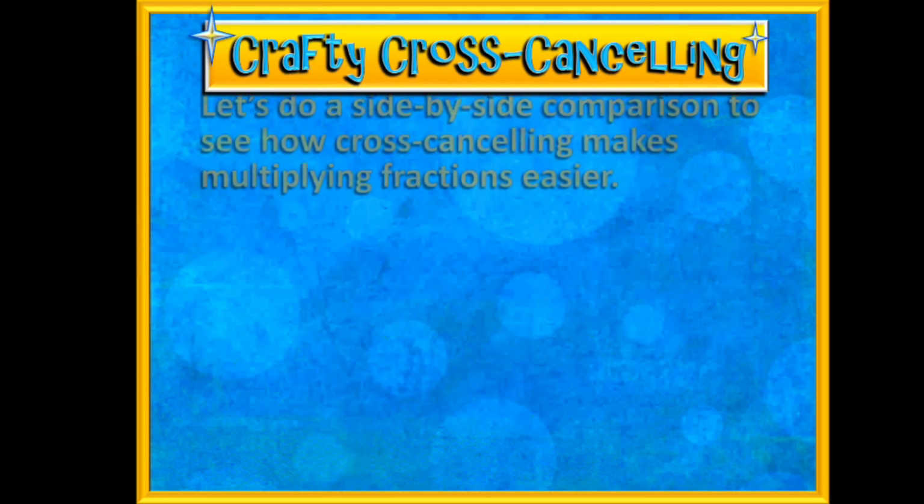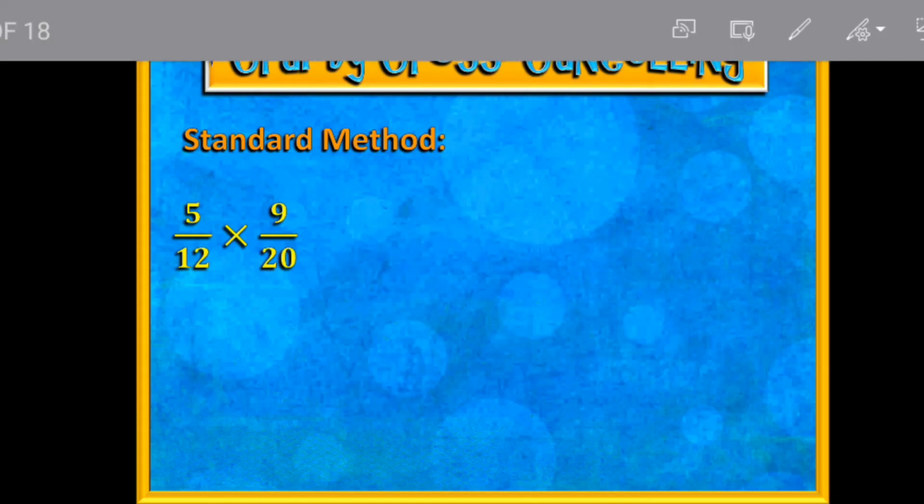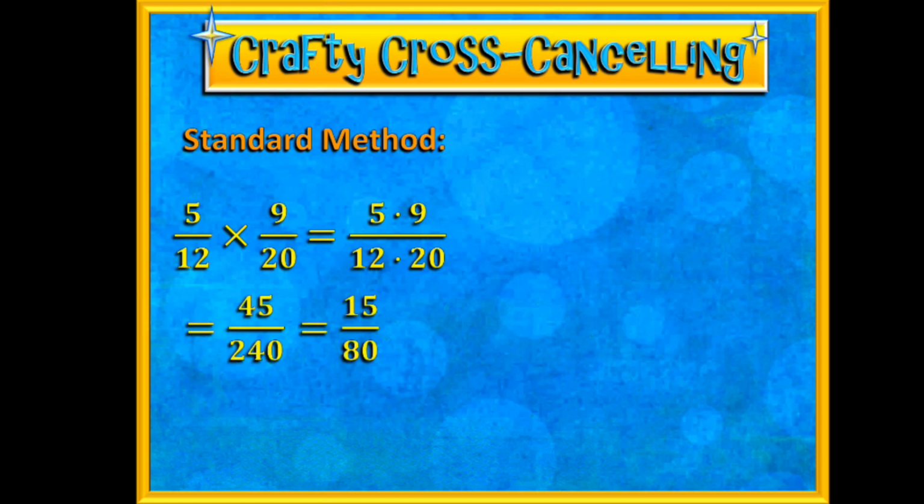Okay. So let's try to do the standard method earlier, and let's try to have the crafty cross-canceling. Right? So let's start first with the standard method where we just multiply the numbers. So 5 times 9, what's the answer? It's 45. And then 12 times 20, it's 240. So this time, you have to simplify that one. How to simplify that? We have to divide it by 3.